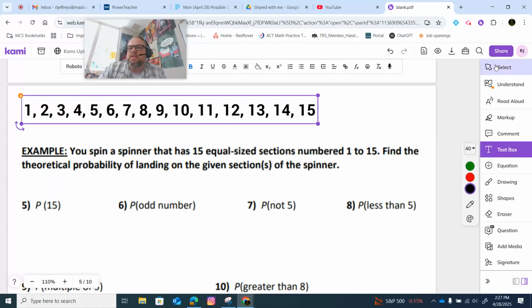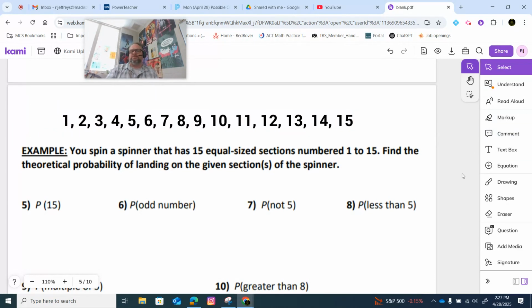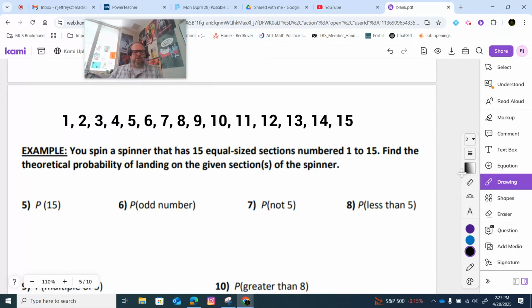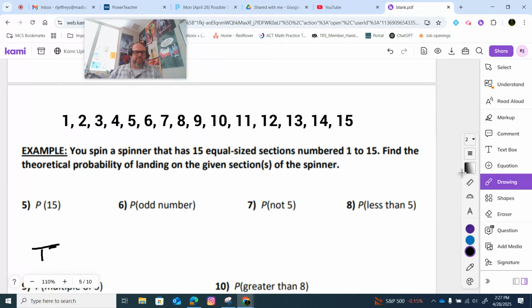All right. So here's my numbers 1 through 15. All right. So we have 15. So we know our denominator is going to be 15 when we start here on number 5. All right. Now, the probability of when we spin it, it lands on a 15. How many 15s are listed from 1 through 15?